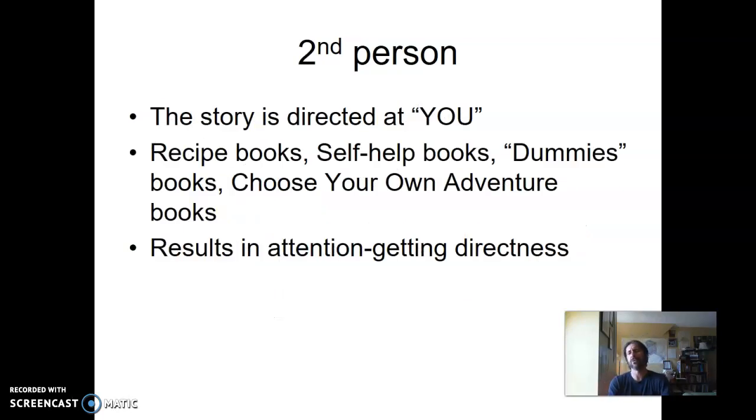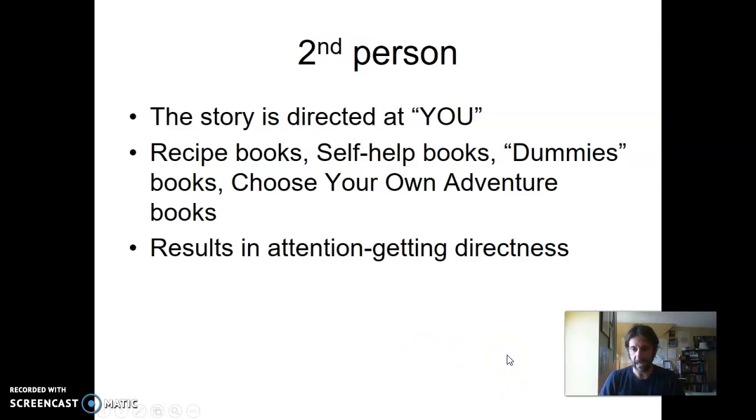We have second person point of view. We're not going to be reading any second person point of view stories. This is the "you" perspective. Instead of he went to the candy bar or I went to the candy bar, it's you went to the candy bar. You went to the store to buy a candy bar. You walked home. You were happy. Now, you've seen these in recipe books, self-help books, those Chess for Dummies kind of books. Choose Your Own Adventures. I don't know if anybody ever read those. Those were a second-person point of view. It definitely results in attention-getting directness, and it also makes the reader more involved in the story because they're talking about you. We're not reading any second-person stories, just first and third person.